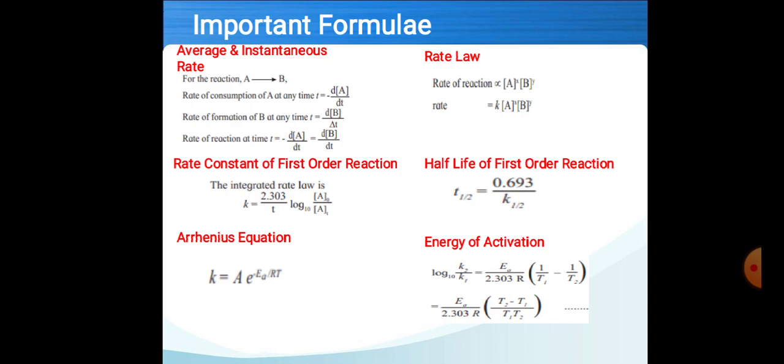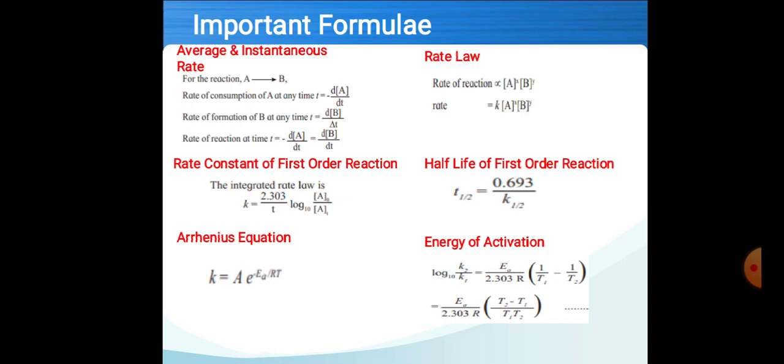Then third, rate constant of first order reaction. With the help of this expression, we can find the rate constant. This is an important problem. k is equal to 2.303 upon t into log to the base 10 of concentration of A initial upon concentration of A at any time. Then fourth formula is half-life period of first order reaction. That is t1/2 is equal to 0.693 divided by k.